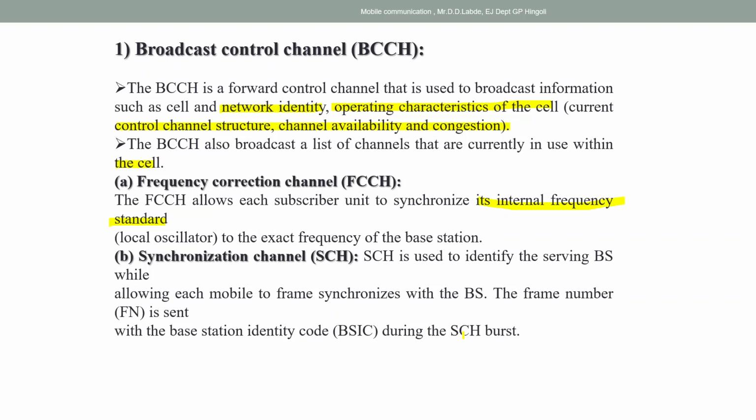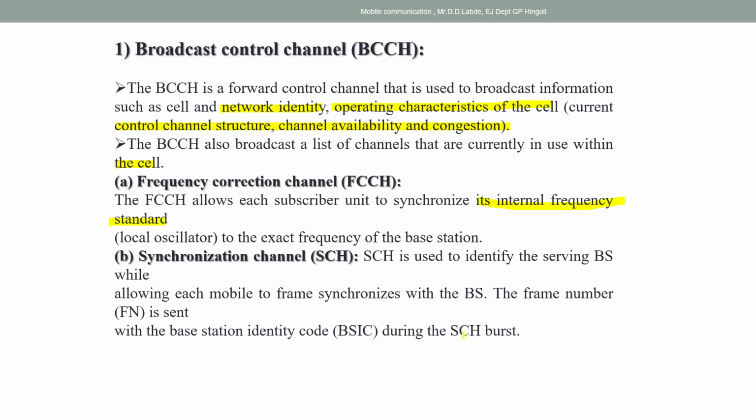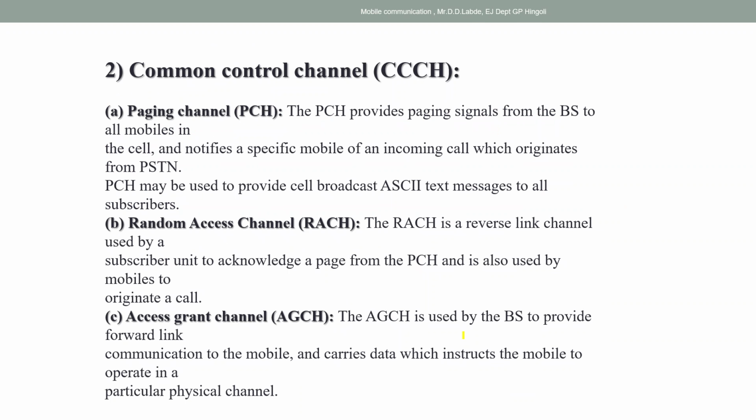Means your broadcast channel basically consists of two different types, that is the frequency correction channel and the synchronization channel. These are basically used for internal frequency correction. Then it is used for the serving base station, to allow each mobile to frame synchronize with the base station. Okay, now next we will discuss the common control channel.